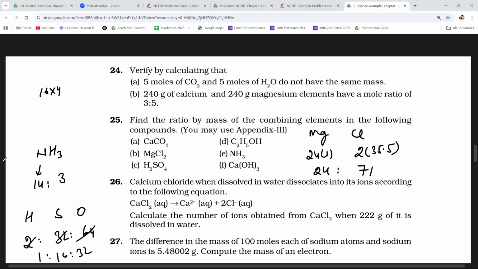Got it, everyone? Sir, I have a doubt. In MgCl2, for chlorine, can we take 34 as the appropriate mass? No, no. The actual mass you have to take, 35.5. You have to take the actual mass. Okay, sir.